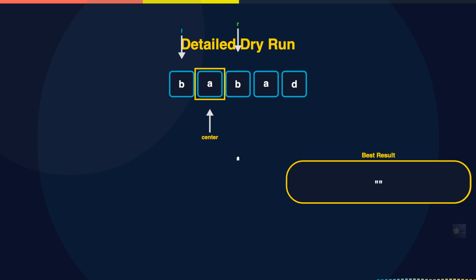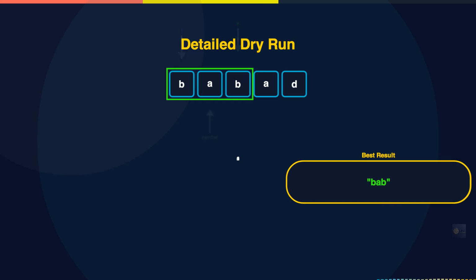Left moves to index 0, B. Right moves to index 2, B equals B, so we expand again. Left would go to -1, so we stop. The palindrome length is 3, covering indices 0 through 2, which spells Bab. We update our best result to Bab.